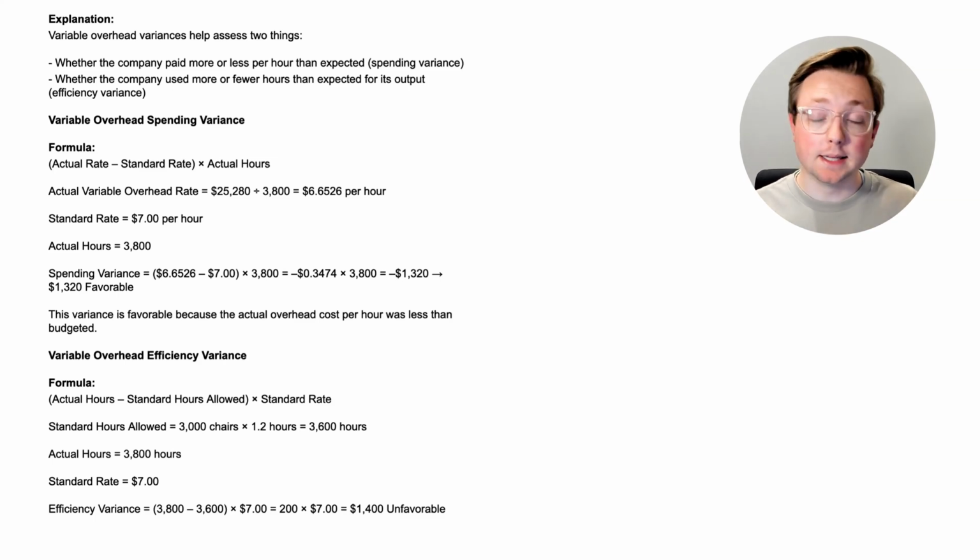Okay, now let's talk about calculating the variable overhead spending variance. The formula for that is the actual rate for variable overhead less the standard rate, and you multiply that by the actual hours. And in this case, again, that's the direct labor hours. So the actual variable overhead rate is $25,280 divided by 3,800 hours, and that gives you $6.6526 per hour. And by the way, sometimes exams are like that.